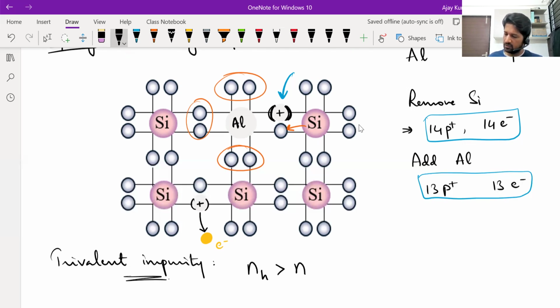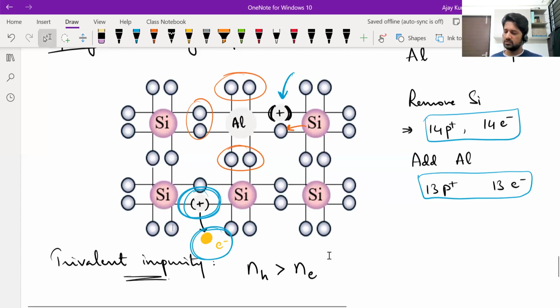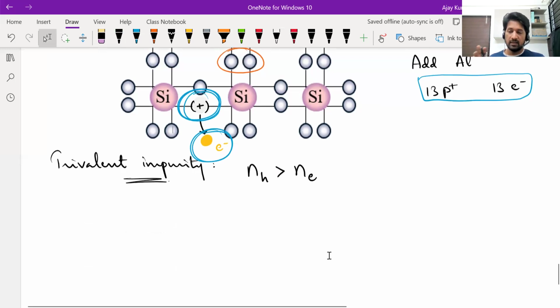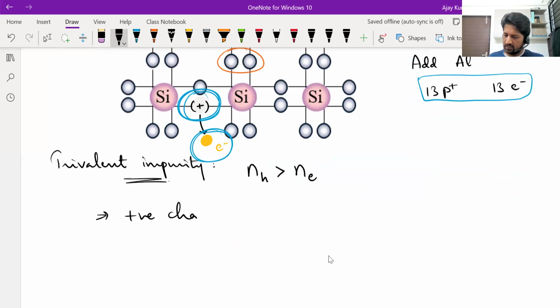So when you dope silicon with a trivalent impurity, the concentration of holes will be greater than the concentration of electrons. There will still be conduction electrons and holes. These electron hole pairs will anyway be there. In addition, you will have extra holes in the material. So concentration of holes is more than concentration of electrons. And holes are positive charge carriers, electrons are negative charge carriers. So basically this means positive charge carriers are dominating.